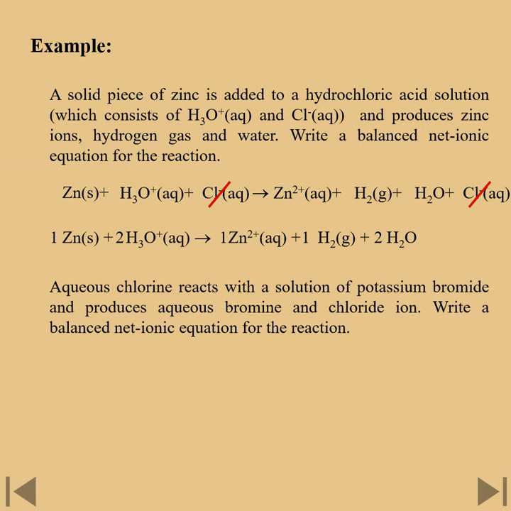Okay, next we're told that aqueous chlorine reacts with a solution of potassium bromide and produces aqueous bromine and chloride ions. Write a balanced net ionic equation. Well, we begin with aqueous chlorine, so that's Cl2 (aq), and potassium bromide, so that's separate potassium ions and bromide ions. And it produces aqueous bromine, so that's Br2 (aq), and chloride ions.